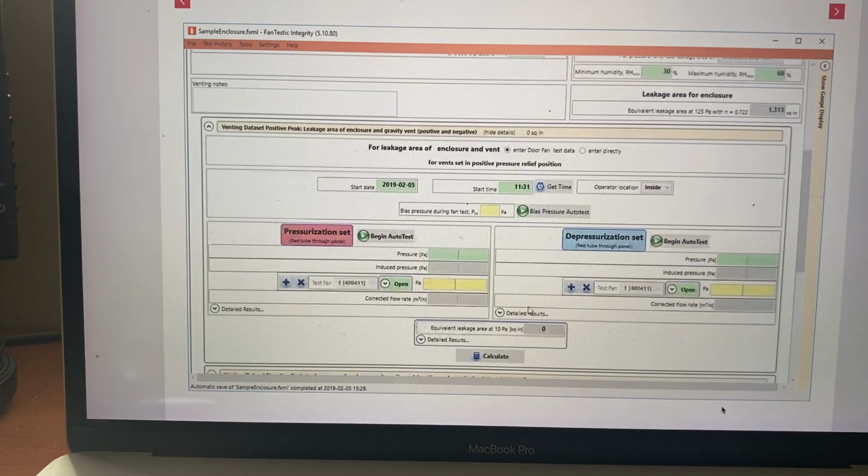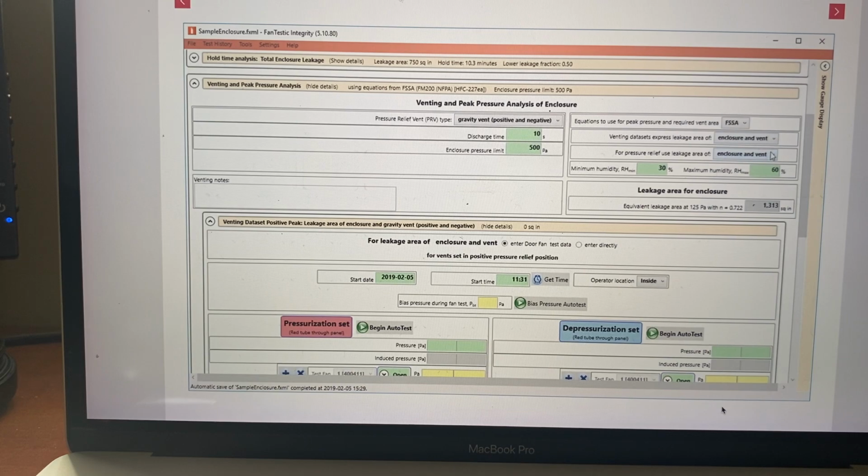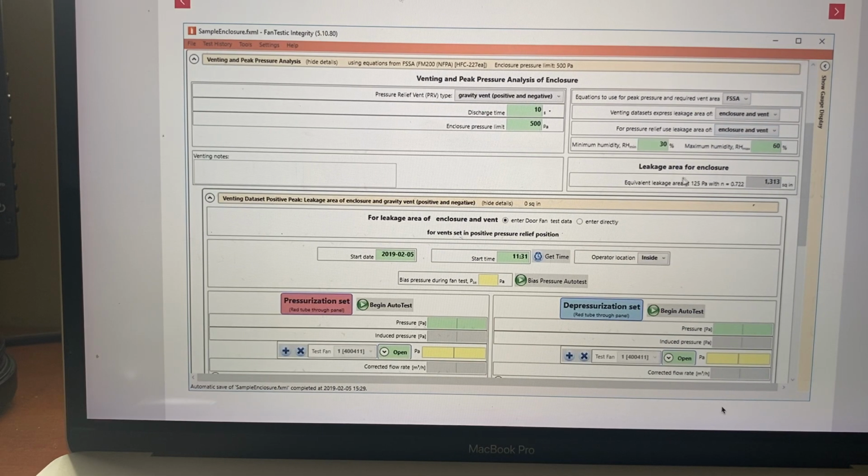The venting section, there are 2 drop downs here. It's asking for the vent that we're specifying, are we giving data for the enclosure and the vent combined, or are we specifying for the vent only? Typically, you want to leave these on enclosure and vent. When you put a vent into an enclosure, a peak pressure or pressure relief vent, you would want to test it in its installed condition.